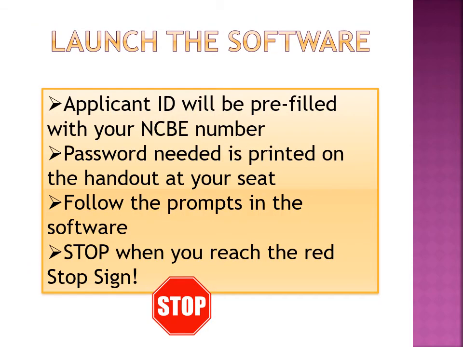When you launch SoftTest, your NCBE number is pre-filled in the Applicant ID field, and you will be prompted for a password. The password needed to launch the software is printed on the handout. It is not the same password you use to log into your ExamSoft web account. A different password will be provided for the afternoon session. Follow the prompts in the software and remember to stop when you reach the red stop sign. Do not type the word begin until you are instructed to begin the exam.